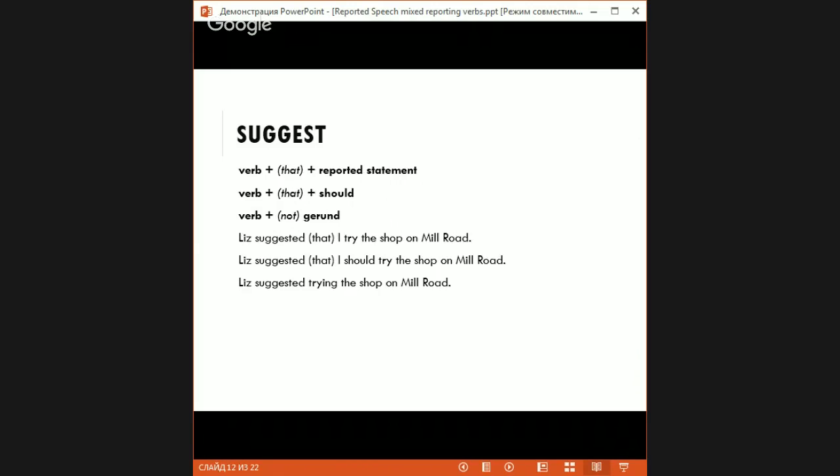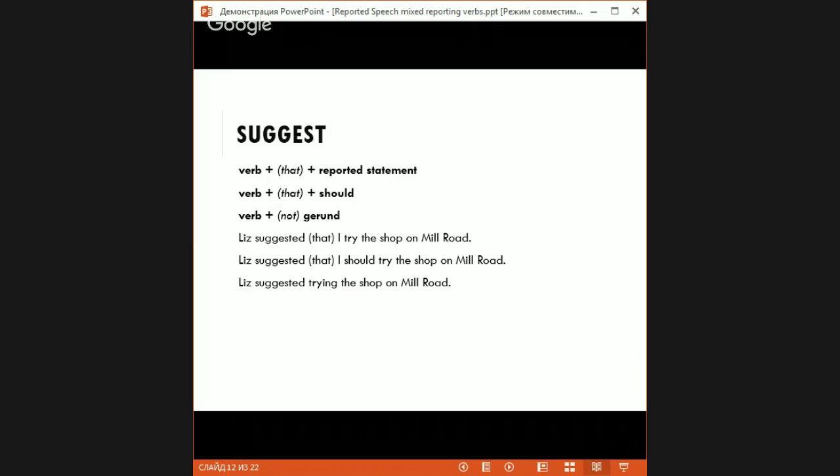The next word is suggest. After suggest, we can use reported statement, should, or gerund. Liz suggested that I try the shop on Mill Road. She suggested that I should try the shop, or she suggested trying the shop.